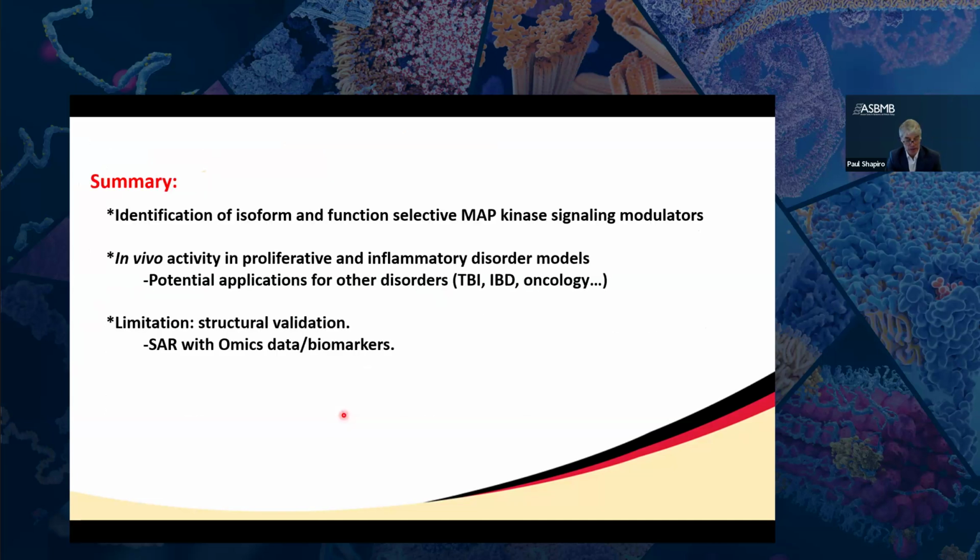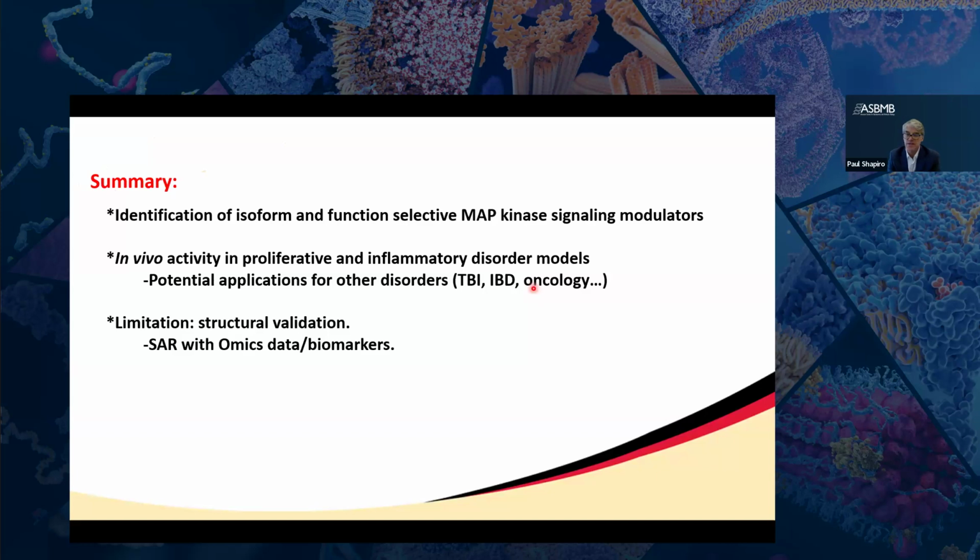And then, I think my time is about up, so I'm just going to summarize real quickly that I think there is potential to identify, and we've shown evidence that we can identify, both isoform and function selective modulators of MAP kinases in a way that you can block the signaling events that you want to block and preserve the signaling of events that you don't want to block. All of these, we have various models of in vivo activity in proliferative and inflammatory disorders. And we're looking at other disorders. We're looking at traumatic brain injury models. We're looking at inflammatory bowel disorders, and other types of cancers.